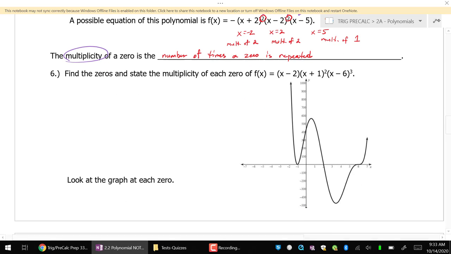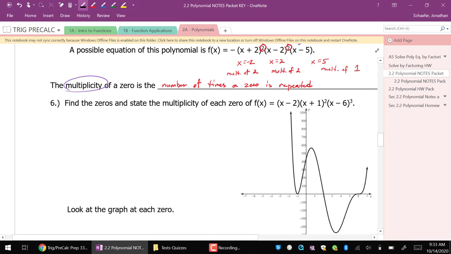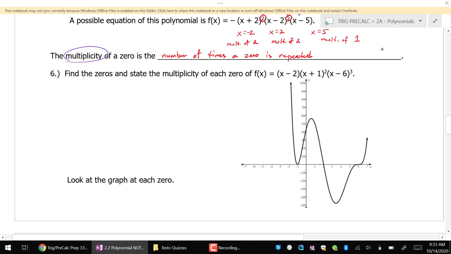All right, so we'll end with this question here. Find the zeros and state the multiplicity of each. Well, looks like -1, +2, and +6 would be the zeros. So x equals -1, x equals +2, and then x equals +6.